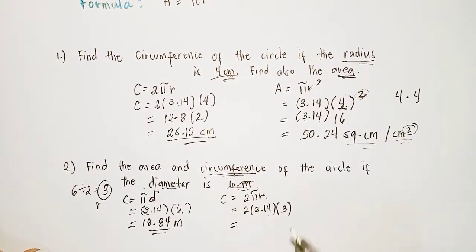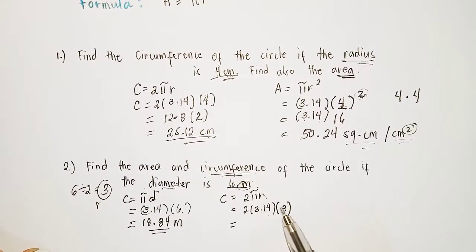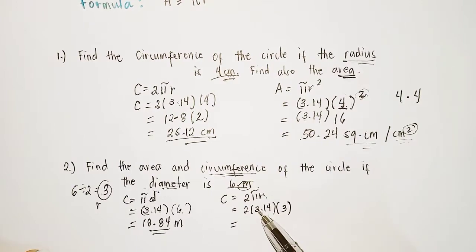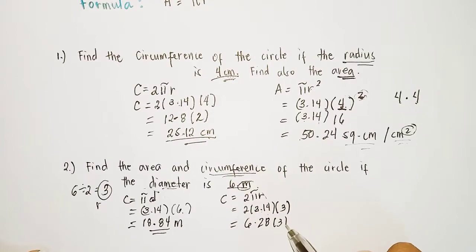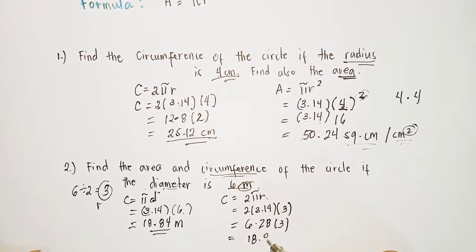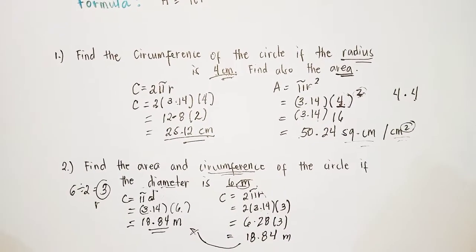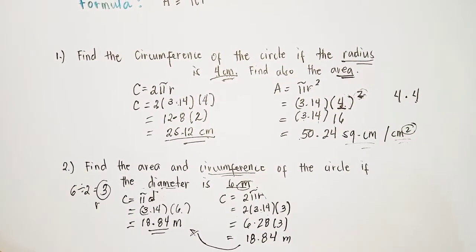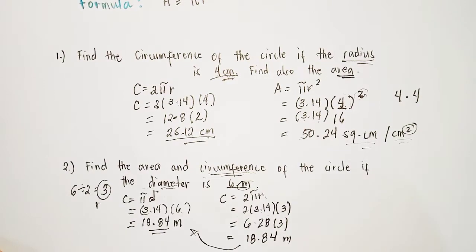And dito, depende sa inyo kung alin ang gusto nyo unahin. Kung gusto nyo munang i-times si 3.14 kay 2 or si 3.14 kay 3. It depends on you kung saan kayo mas comfortable. Alright? So, we have 3.14 times 2, that is 6.28. Times 3, that is 18.84 meter. Are they the same? Yes, they are. Therefore, both of the formulas of the circumference na binigay ko kanina ay pwede nyong gamitin in order for you to find the circumference of the circle.